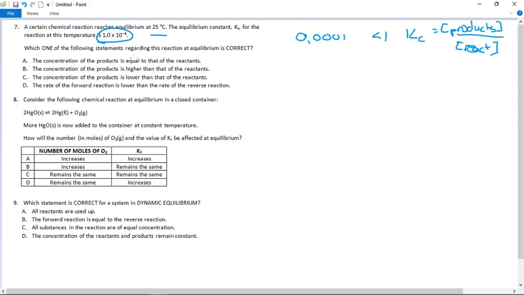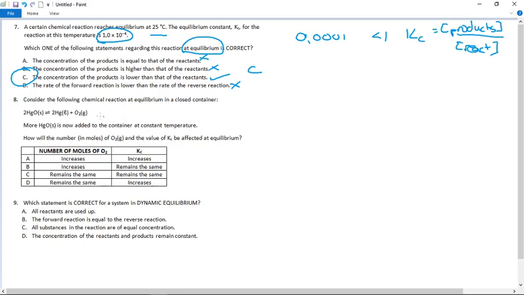So which one of the following statements regarding this reaction at equilibrium is correct? The concentration of products is equal to that of reactants. No, then Kc would be 1. The concentration of products is higher. No, then Kc would be bigger than 1. The concentration of products is lower than that of reactants. That looks correct. The rate of forward reaction is lower than the rate of the reverse reaction. No, that's rubbish, because the equilibrium definition states that at equilibrium the rate of the forward reaction is equal to the rate of the reverse reaction. So the answer has to be C.